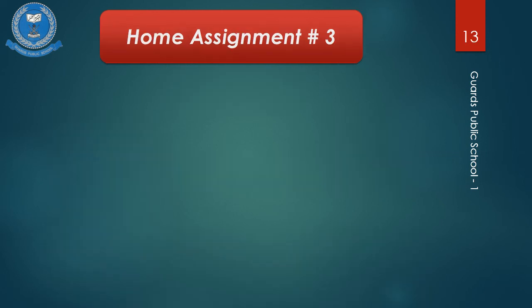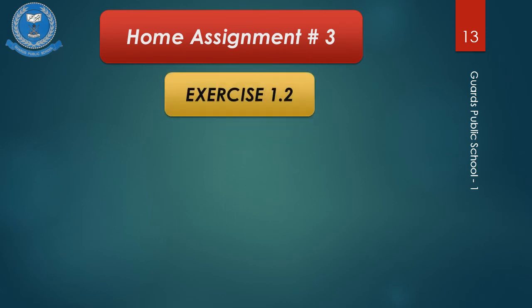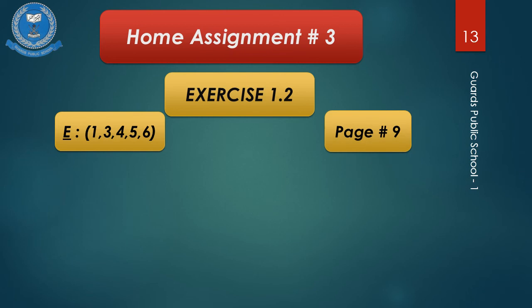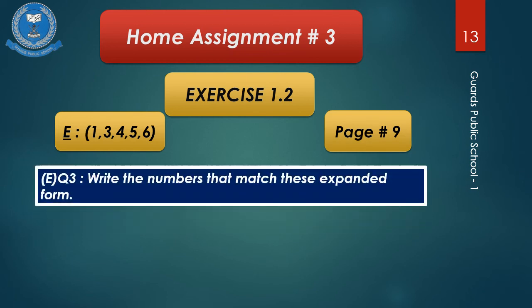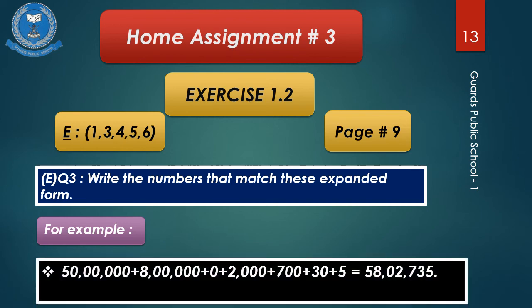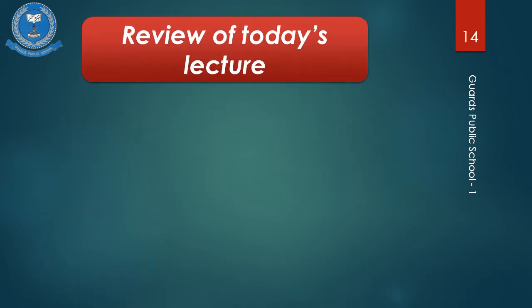For question number 3, exercise 1.2E, parts you have to do are 1, 3, 4, 5 and 6 and the page number is 9. The question is: write the numbers that match these expanded forms. For example, 5 10 lakh plus 8 lakh plus 0 10,000 plus 2,000 plus 700 plus 30 plus 5. It will be written in short form as 58,02,735.